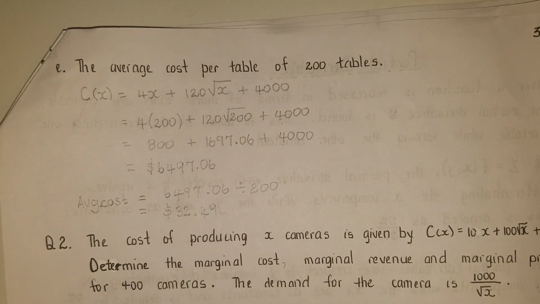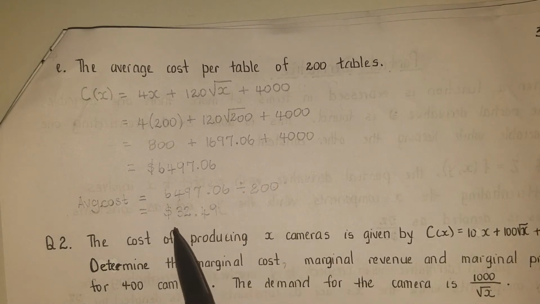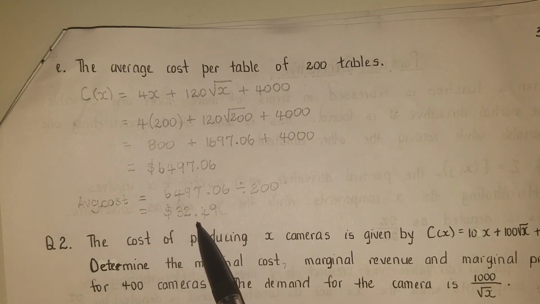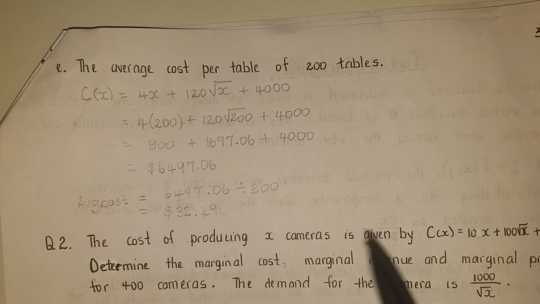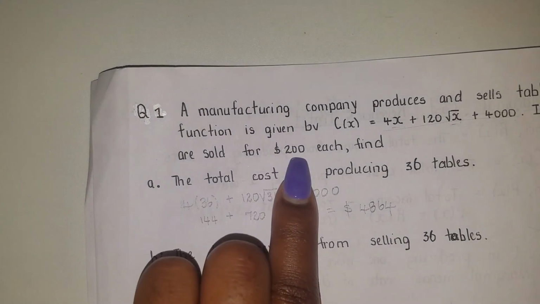So now we need the cost for each table. So we'll simply divide by 200, and that gives us $32.49. So basically, each table costs $32.49 to produce, and they are being sold for $200 each.